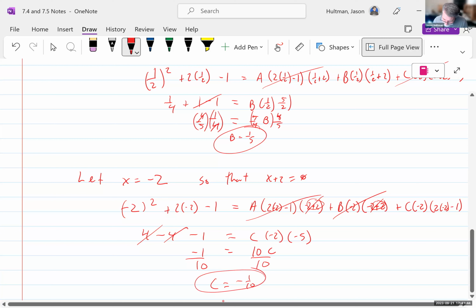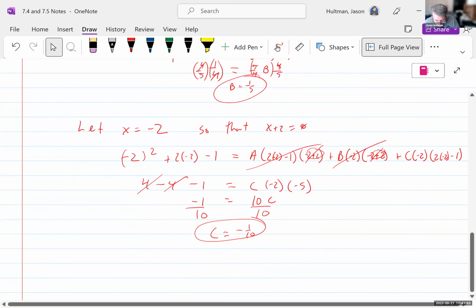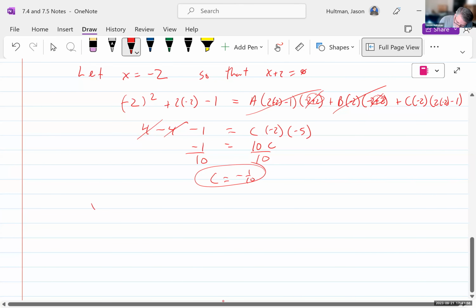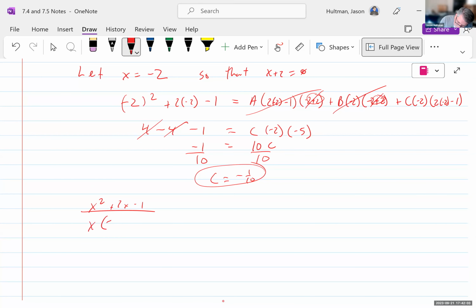So a lot of algebra, right? We haven't even gotten to the calculus yet. We're still kind of stuck in the algebra. So what did we want to do? Well, we wanted to take this, x squared plus 2x minus 1 over x times 2x minus 1 times x plus 2, and turn it into A over x plus B over 2x minus 1 plus C over x plus 2. And that will make it easier for us to integrate.